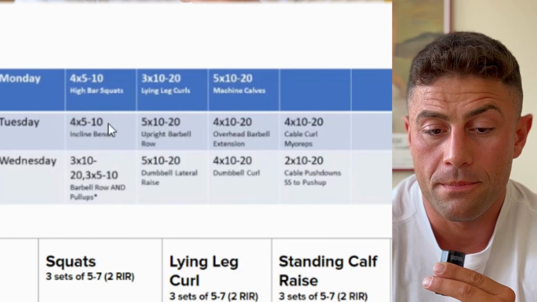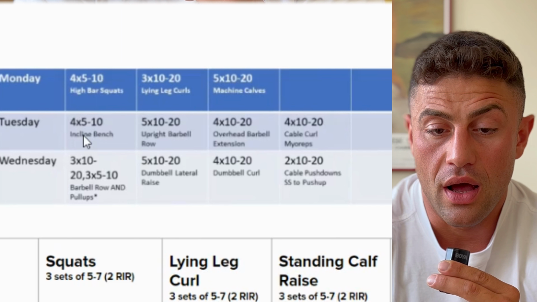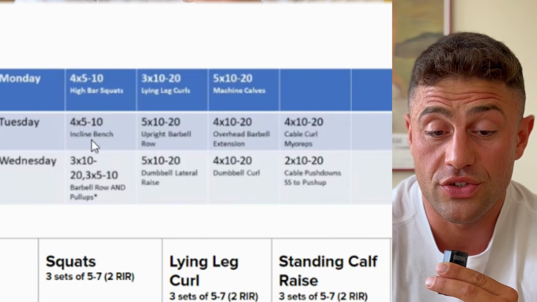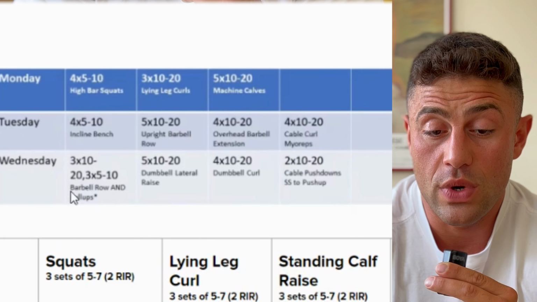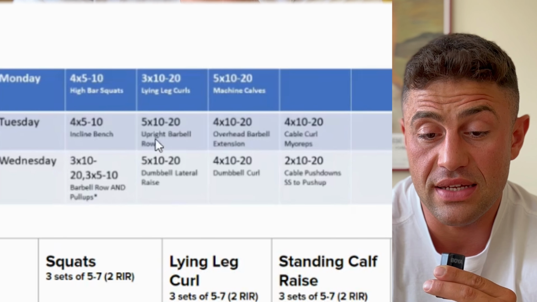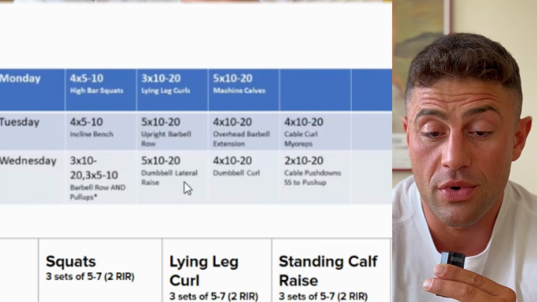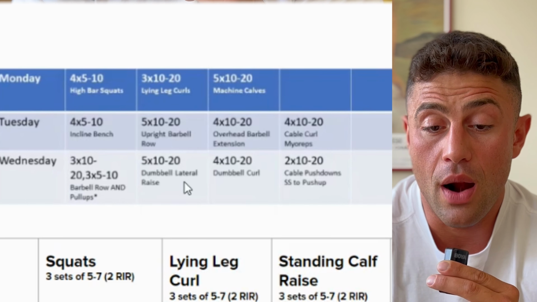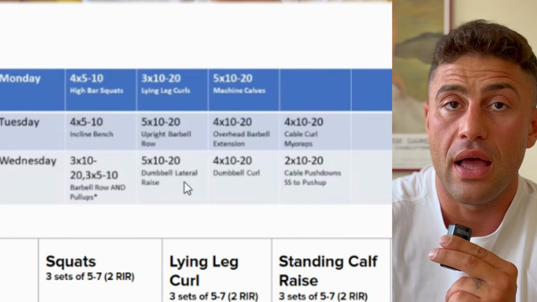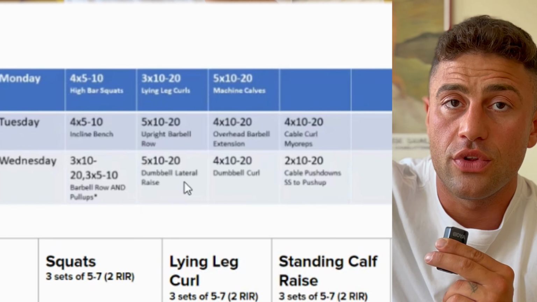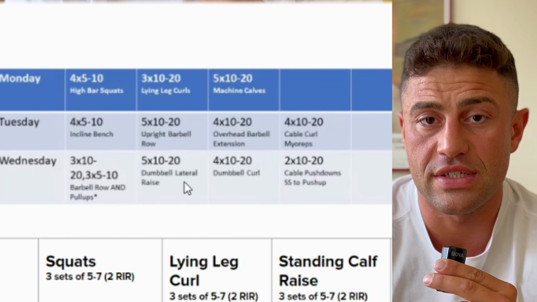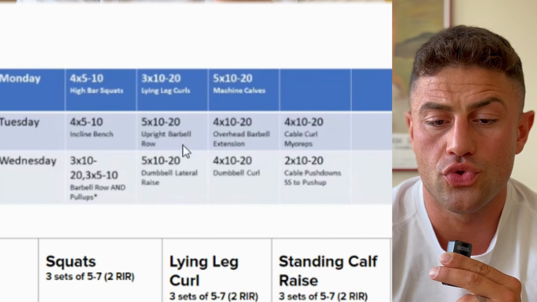On Tuesday though, that's where I really had to shake my head, because the first exercises in both days are different. On Tuesday you're doing incline bench, on Wednesday you're doing barbell row and pull-ups. They are different from each other, but the second exercise is an upright row for Tuesday and dumbbell lateral raise for Wednesday. These two are basically the same thing. If you're doing a dumbbell lateral raise and you bend your arm, you're now doing an upright row. So the muscles that have been trained are actually the same. You're just doing them 2 days in a row.